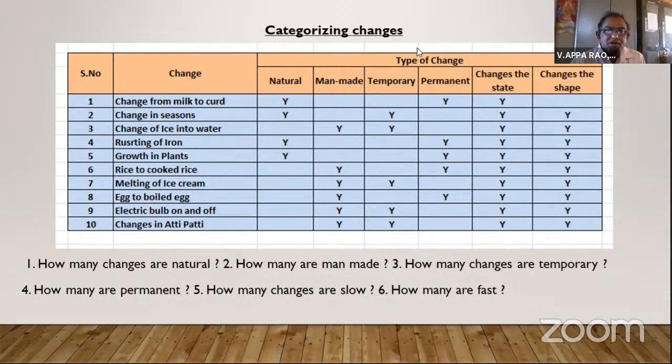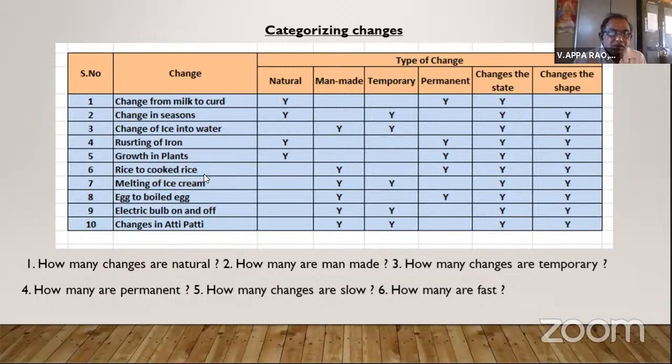Categorizing changes. First change, from milk to curd. Second one, change in seasons. Third, change of ice into water. Fourth, rusting of iron. Fifth, growth in plants.